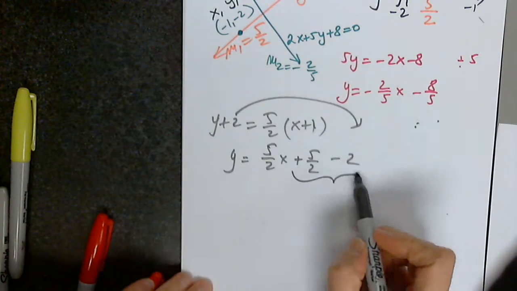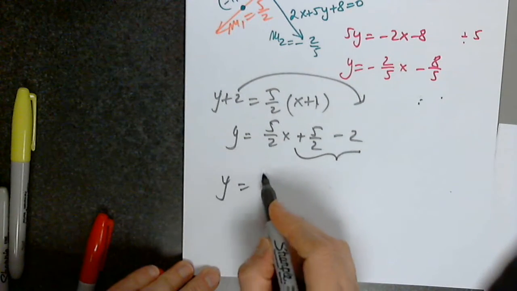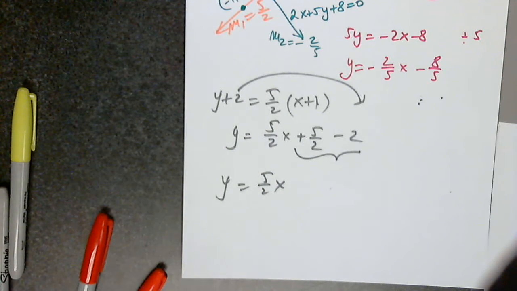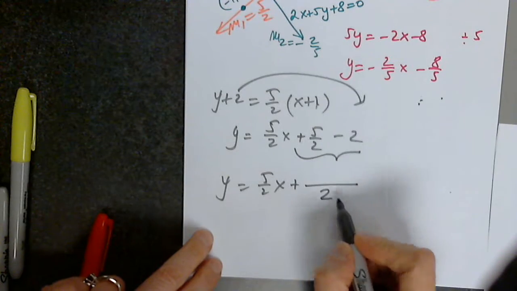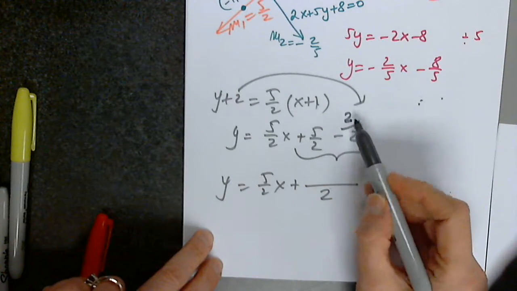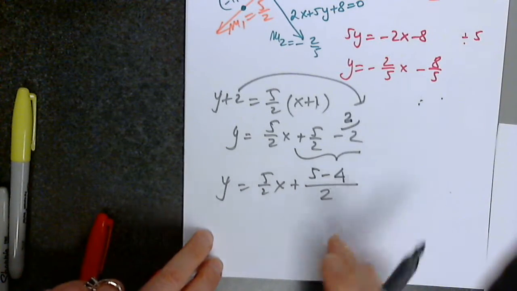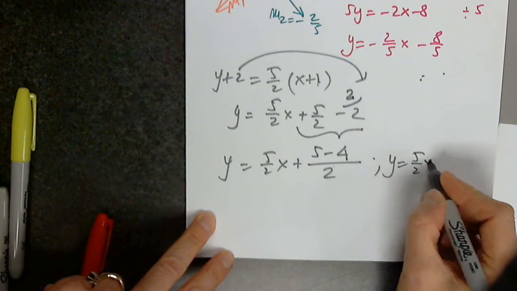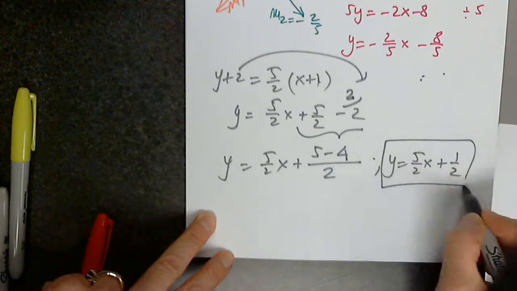And I have to perform these operations. So y equals 5 halves x. The least common denominator is 2. So this is 2 here. So 5 minus 4. Perfect. So the equation is 5x plus 1 half.